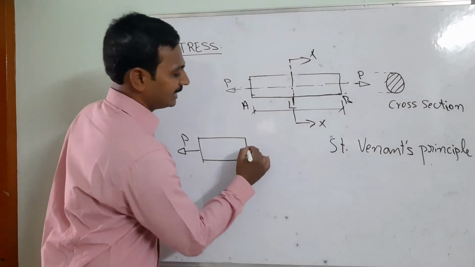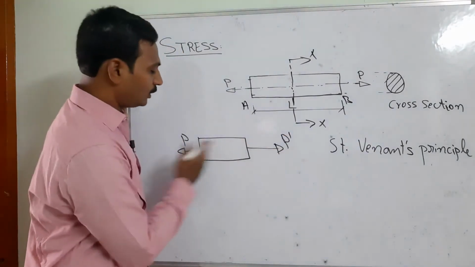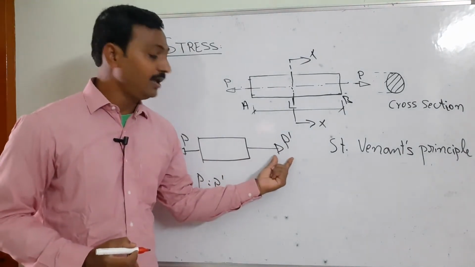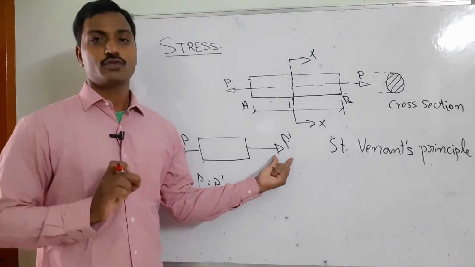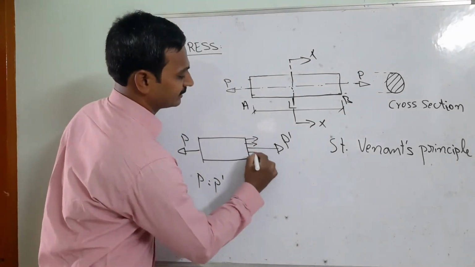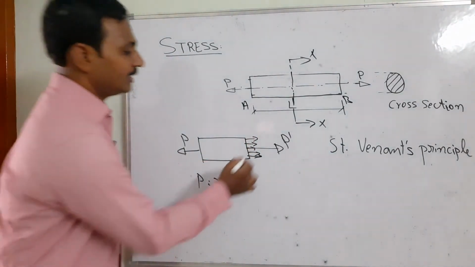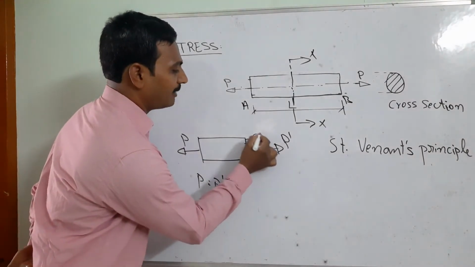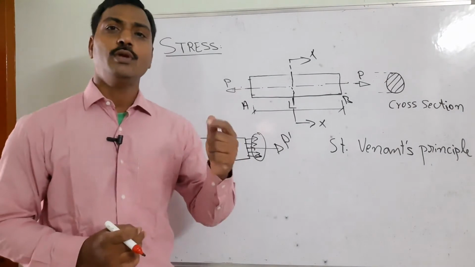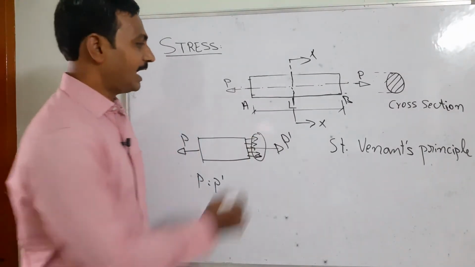Already we told that the resultant force is going to be acting, that is P dash, that is P equal to P dash. But in actuality this is going to be the internal resultant force, and in actual cases it is going to be represented like this. So can you see? The internal forces existing at this section are going to be uniform. That means in terms of magnitude and direction, it is uniformly existing at the middle.